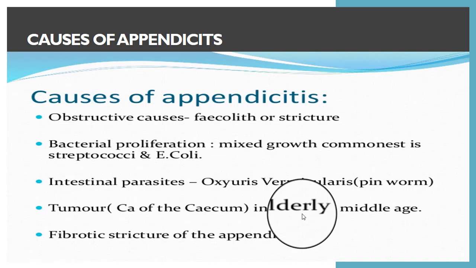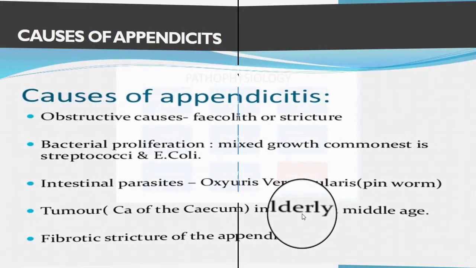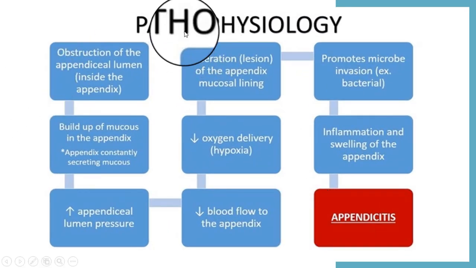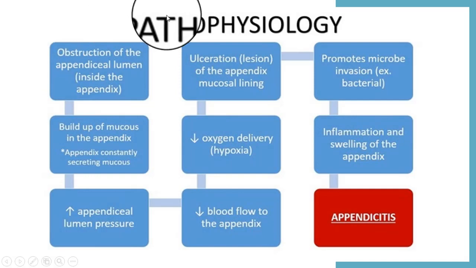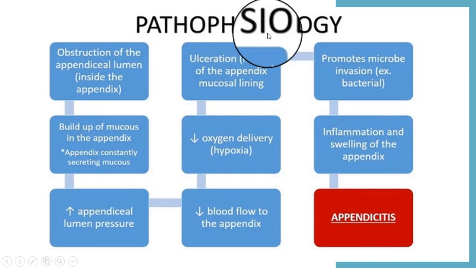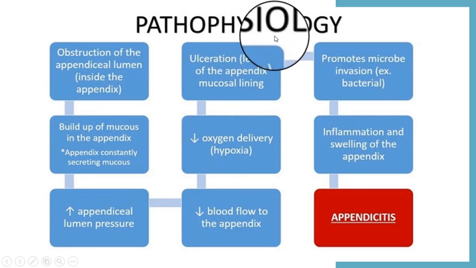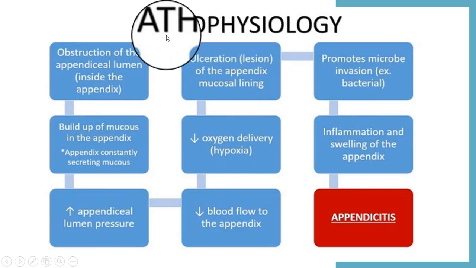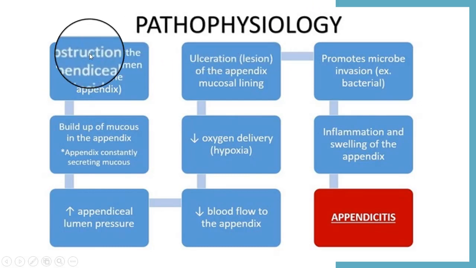Now next, we will discuss the pathogenesis or pathophysiology of appendicitis. So let's talk about it. Appendicitis occurs when the appendix becomes acutely inflamed. It's not entirely known why appendicitis occurs.